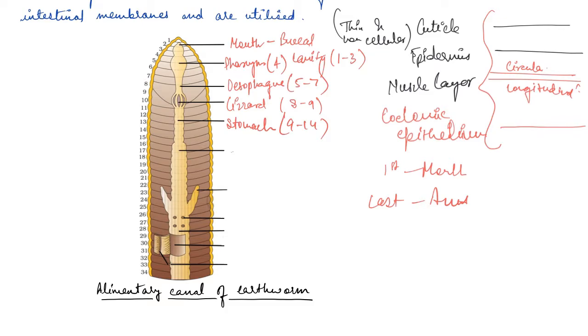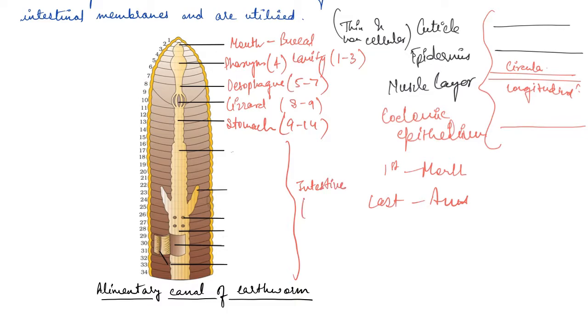Now, the stomach has calciferous glands which basically neutralize the humic acid which is present in the humus, right? So it has calciferous glands. Now, after that, you have the intestine that starts from here, so this entire region then is the intestine.